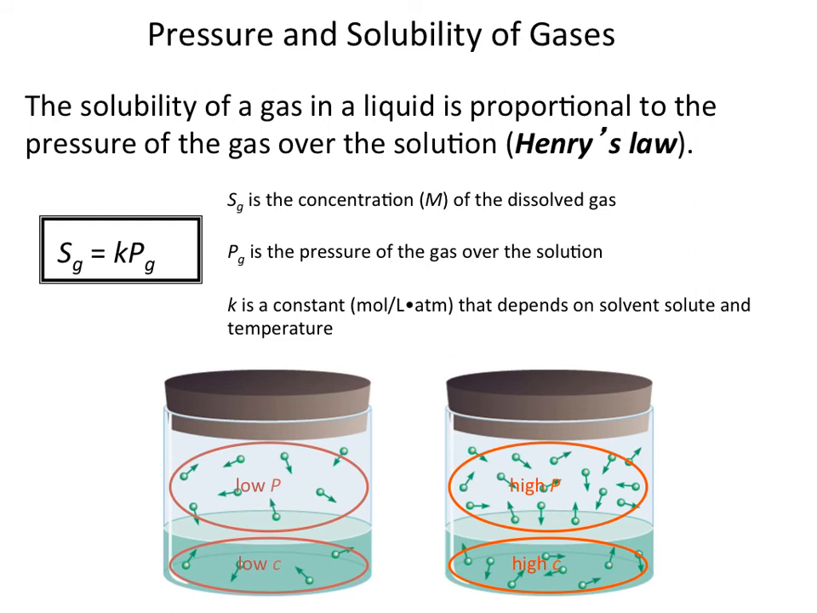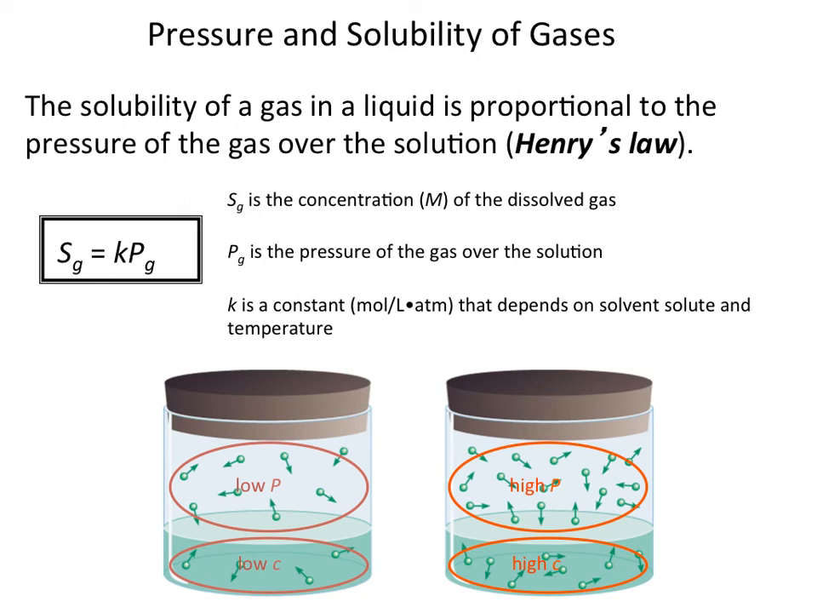So the pressure associated with the solubility of gases can be looked at with respect to Henry's law, which basically says that the solubility of a gas is going to be proportional to the pressure of the gas over the solution. So kind of what we already just talked about. However, here's a mathematical representation.